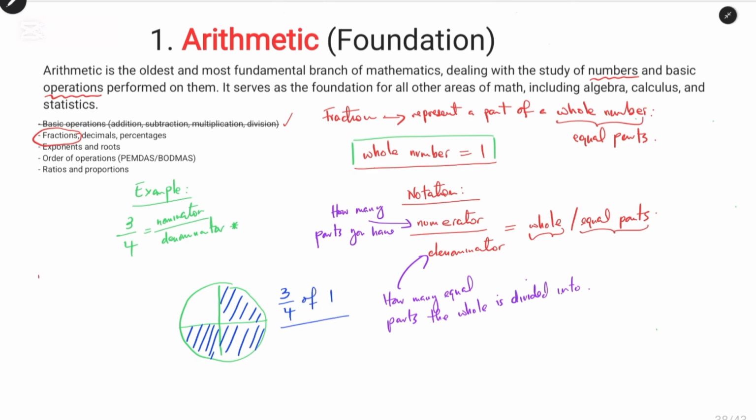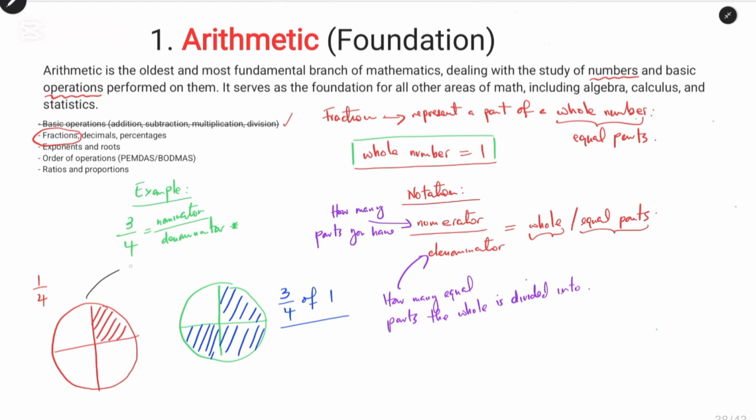Similarly, if we look at 1 on 4, if we have a circle, that means the denominator represents the whole being divided into 4 parts, and you have only 1 part out of these 4.